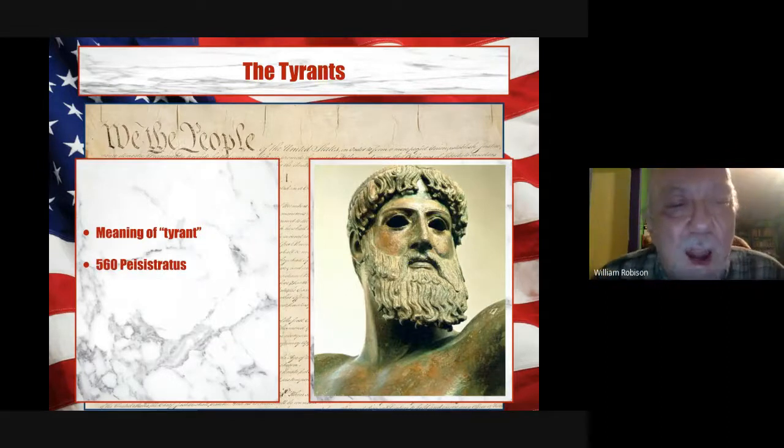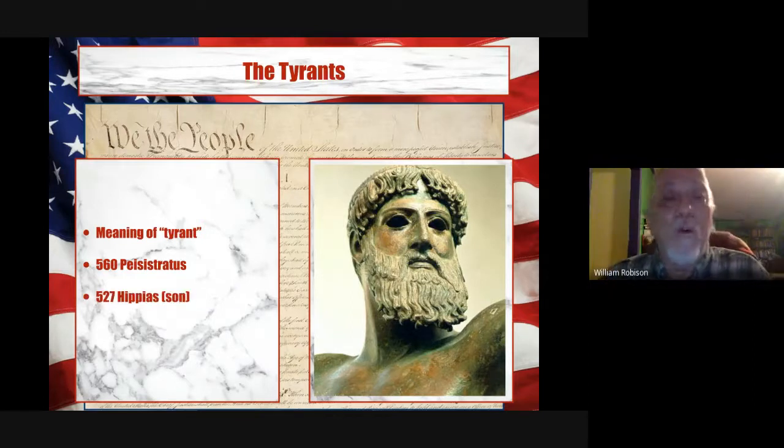The first of the tyrants who came to power in Athens in 560 was a fellow by the name of Pisistratus, who was essentially a benevolent ruler. He ruled in the interests of the Athenian people, but he also ruled with more or less absolute power. And he passed that on to his son, whose name was Hippias. And Hippias was not a benevolent ruler.